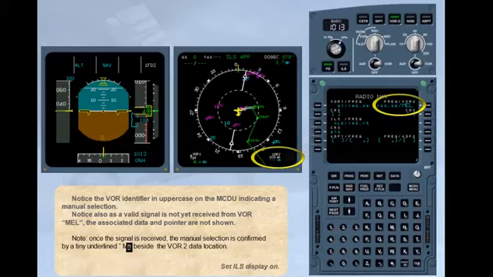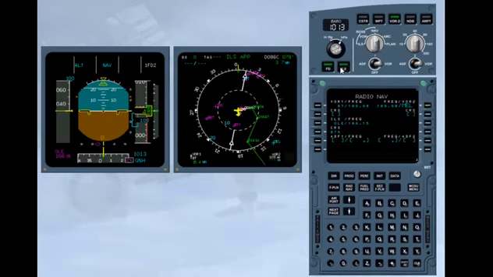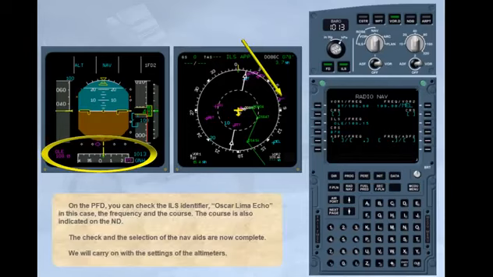Set ILS display on. No, select ILS push-button switch. On the PFD, you can check the ILS identifier, Oscar Lima Echo, in this case, the frequency and the course. The course is also indicated on the ND. The check and the selection of the nav aids are now complete. We will carry on with the settings of the altimeters.